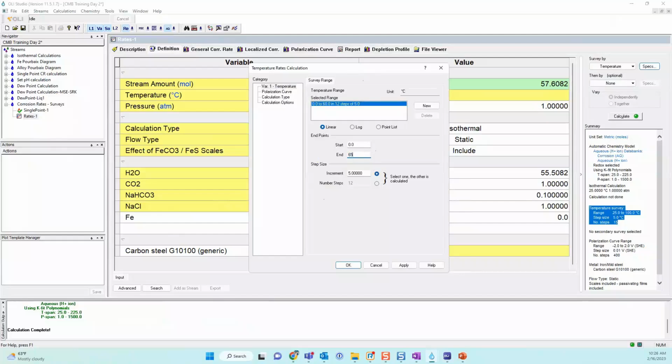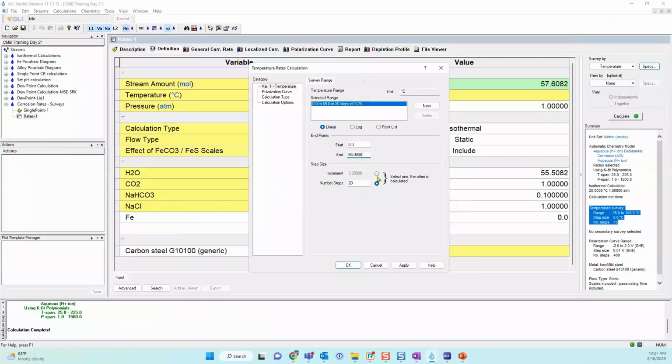65, sorry, let's do 65. And then the increment is going to be, you know what, no, I don't want to set it up by increments. I want to set it up by number of steps. So you click on the button here, and change from 13 to 20, and I want 20 different steps. And that will be every 3.25 degrees.